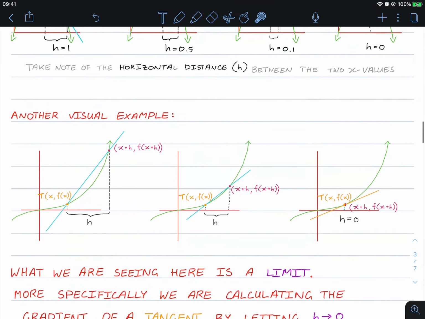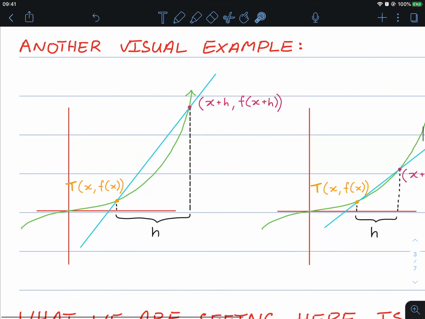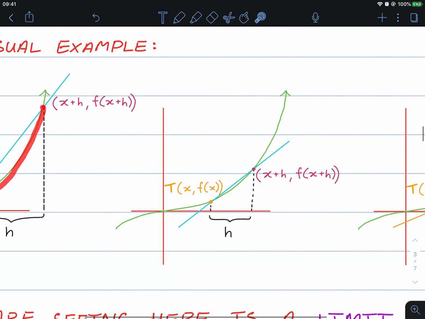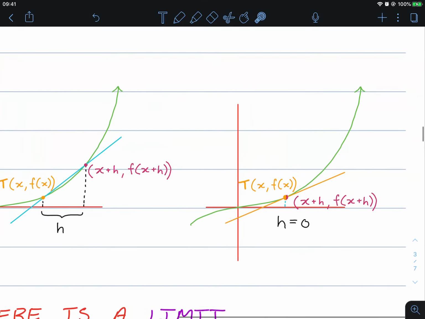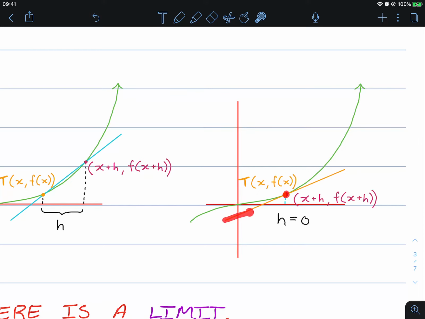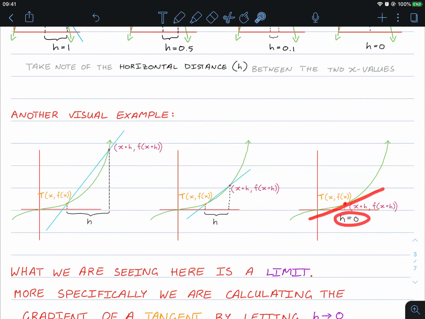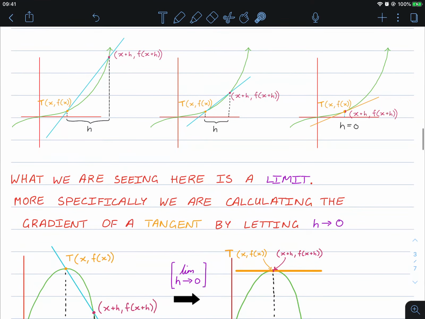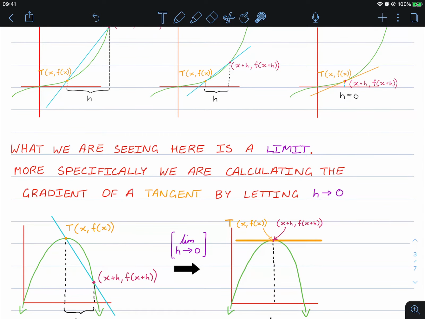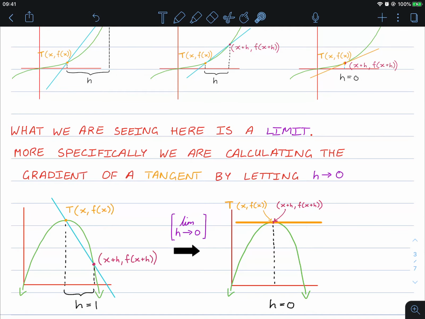Here's another visual example of this. We have 2 points, x plus h. Letting h become closer and closer, so it's moving this point closer and closer. There it is, it's moving closer. And eventually, it becomes the same point where the distance of h is 0. What we're actually seeing here is a limit. More specifically, we are calculating the gradient of a tangent by letting h approach 0.